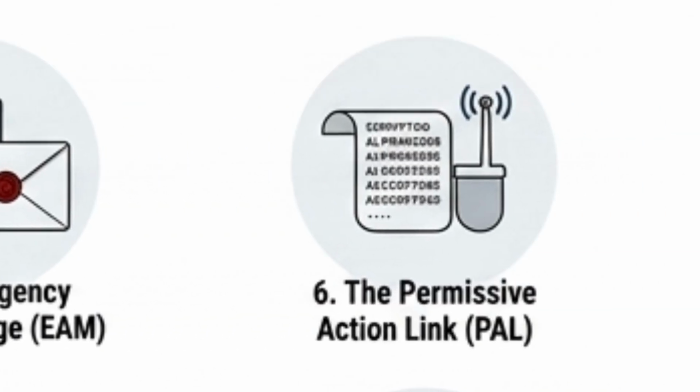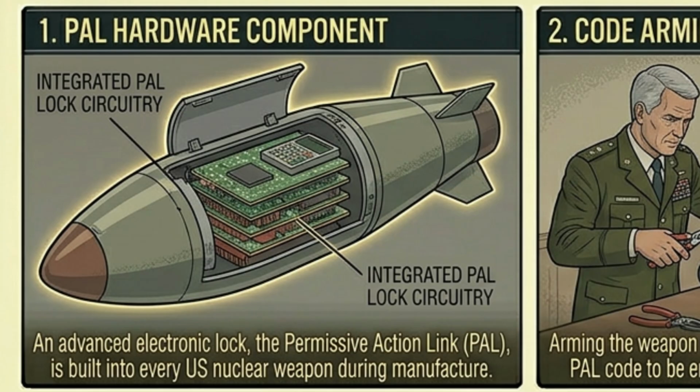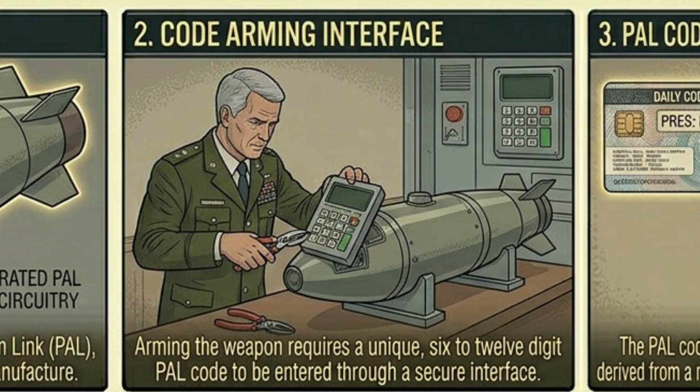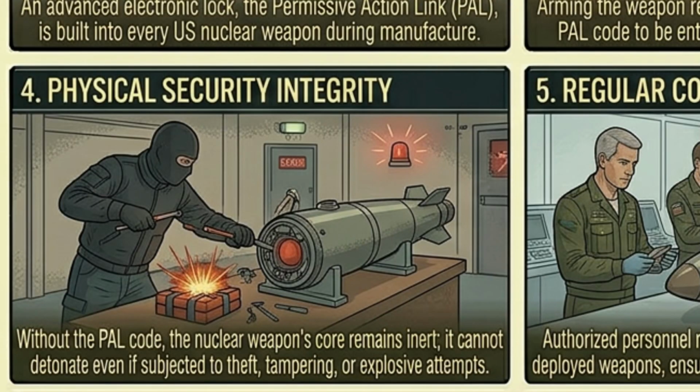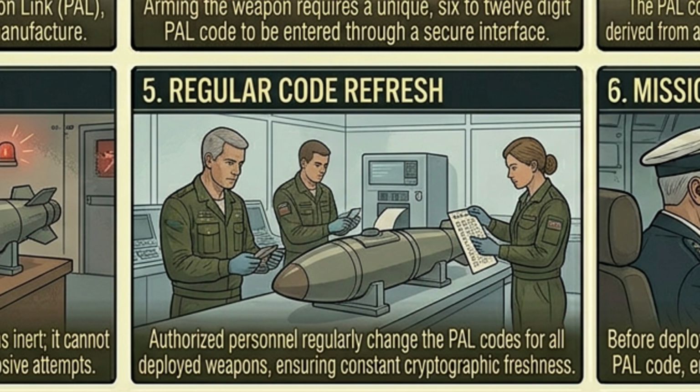6. The Permissive Action Link, PAL. An electronic lock built into every US nuclear weapon. It requires a 6 to 12-digit code to arm the weapon. Without the PAL code, the nuclear weapon cannot detonate, even if dropped or stolen. The codes are changed regularly.